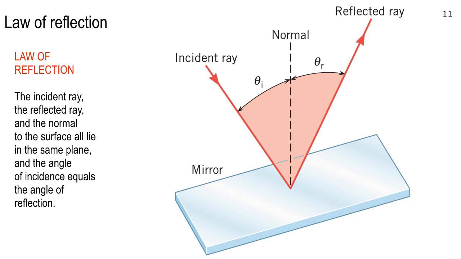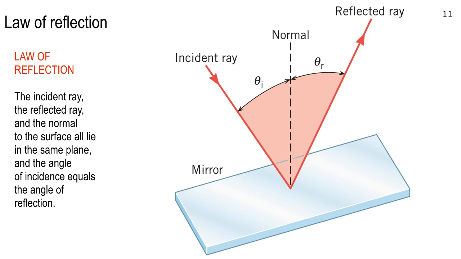So theta subscript I, that's the angle of incidence. And it's customarily measured from the normal axis, the normal to the surface. And that's because the normal to the surface is what we want.